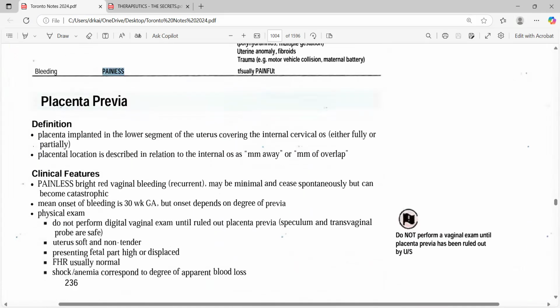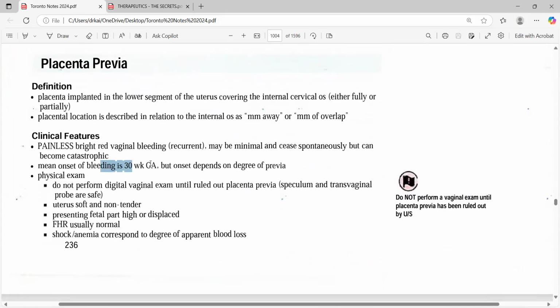Then placenta previa, placenta implanted in the lower segment of the uterus. So we know this one. This is mainly painless, bright red vaginal bleeding, most commonly around the 30th week. So do not perform any digital vaginal exam until placenta previa is ruled out. It's one of the most important things.